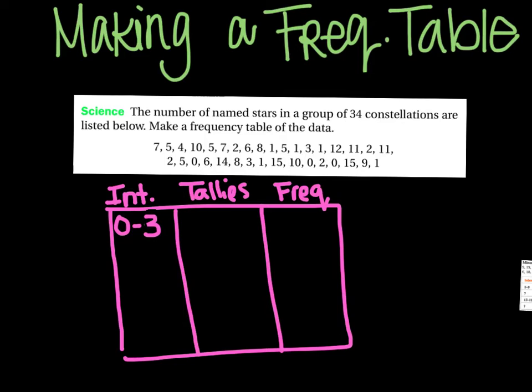0 to 3 is the numbers 0, 1, 2, and 3. So I have 4 digits in my first interval, which means my next interval has to start at 4, because I'm counting by whole numbers. And then I have to have 4 digits. So 4, 5, 6, and 7. Then I have to start at 8. And then that's going to go to 11, and then start at 12, and then 15.